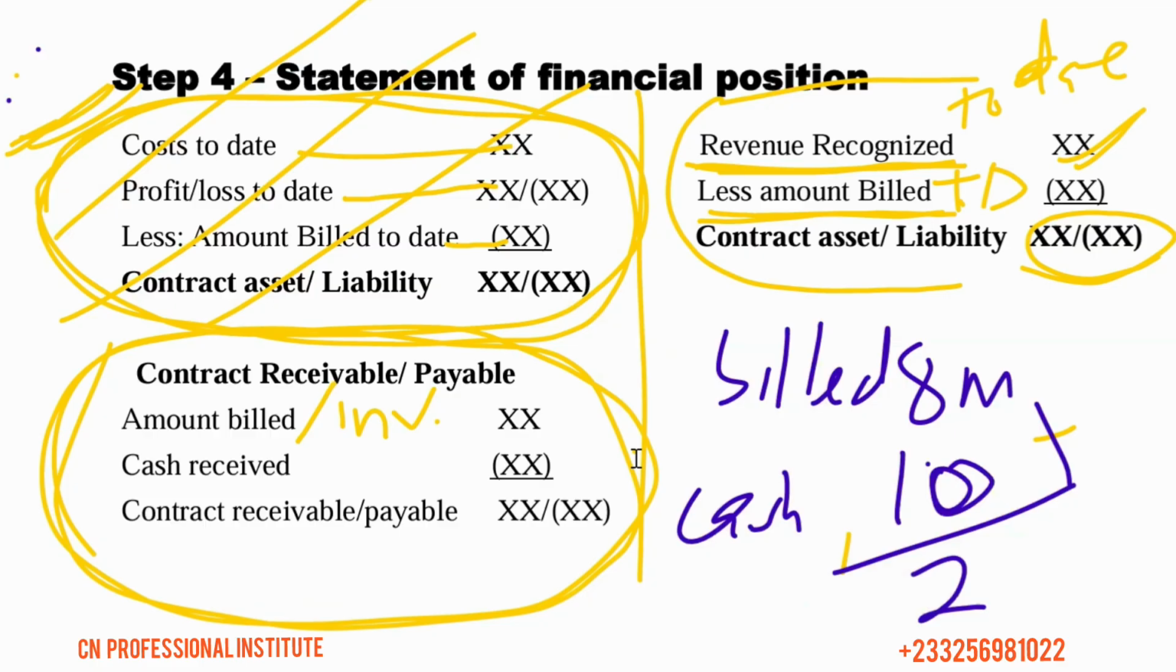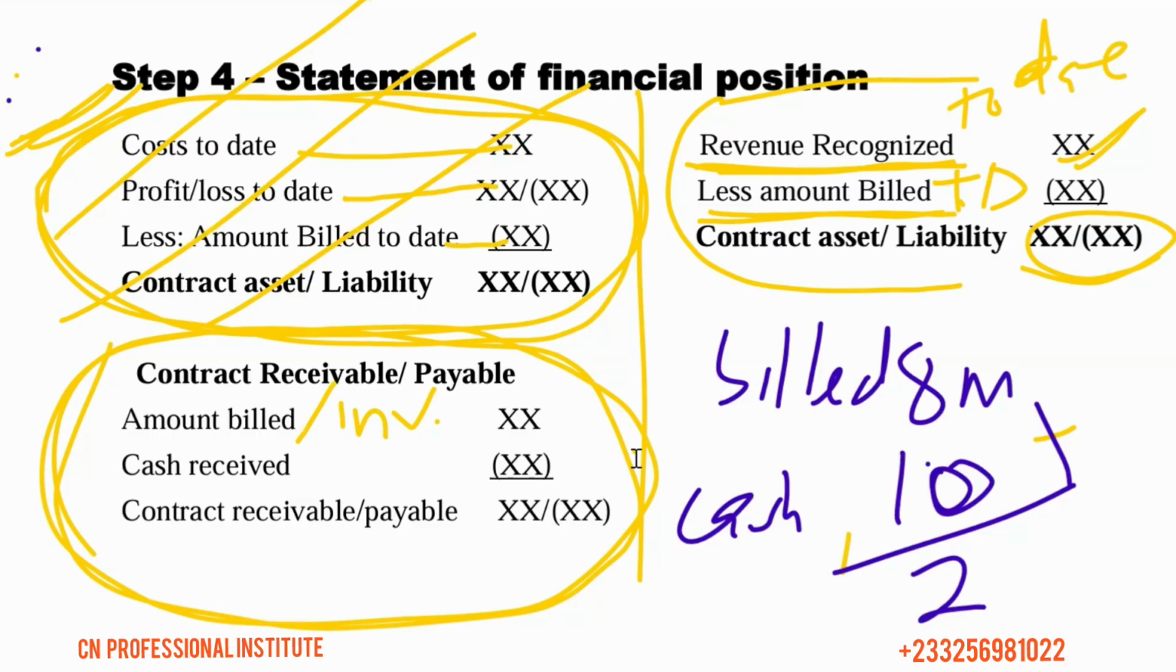So I'm saying with the contract receivable, if the amount billed is more than the cash you are receiving, it is contract receivable because you have to receive the remaining. With the contract payable, it happens when the amount billed is less than the cash you are receiving. You billed 8 million, but you are receiving 10 million. So the remaining is a liability. You are receiving more than you are billing. So it's a contract what? Payable. It's a liability. Are you following? So in the financial position, we calculate two things: contract asset or liability, and then contract receivable or payable. In some questions, you see that the cash received will be the same as the amount billed.